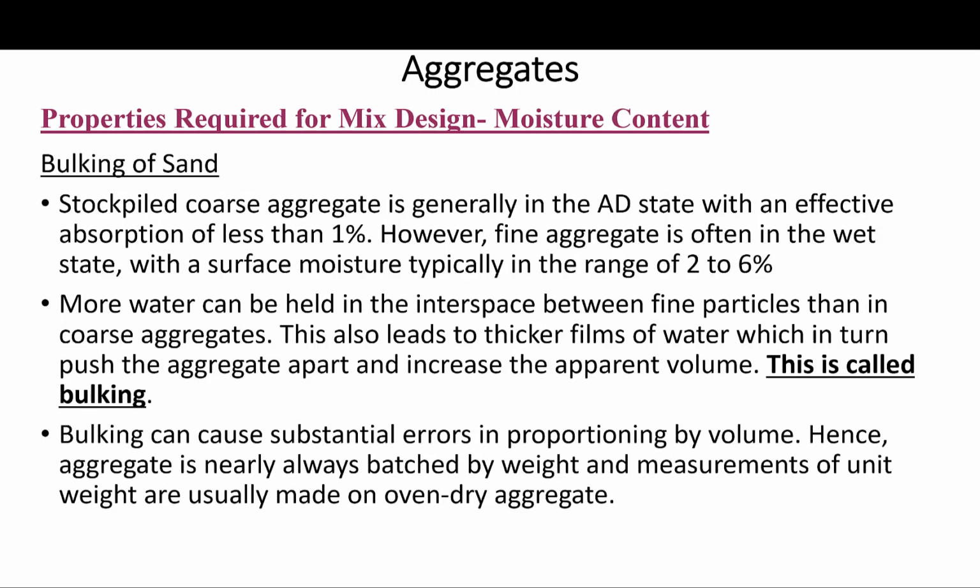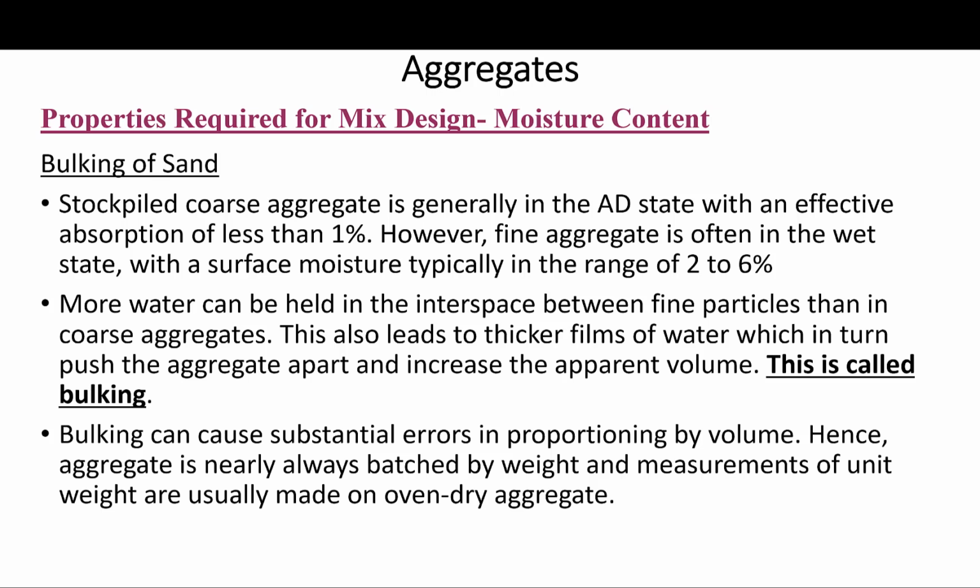So there is another term I would like to introduce here called the bulking of sand. The stockpiled coarse aggregate is generally in the AD state, with an effective absorption of less than 1%. However, fine aggregate is often in the wet state, with the surface moisture typically in the range of 2 to 6%. The presence of the moisture has a beneficial effect because it limits segregation of the fine aggregates.